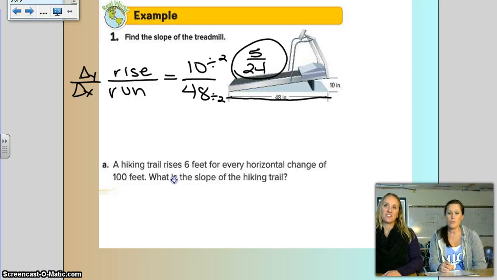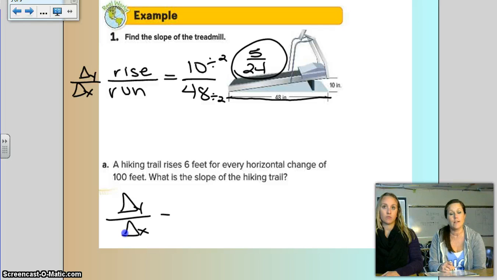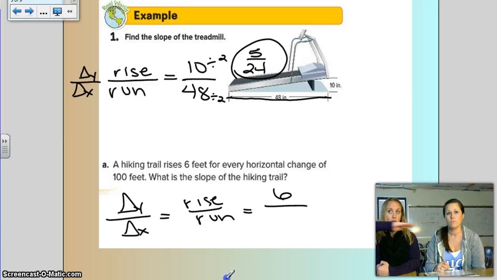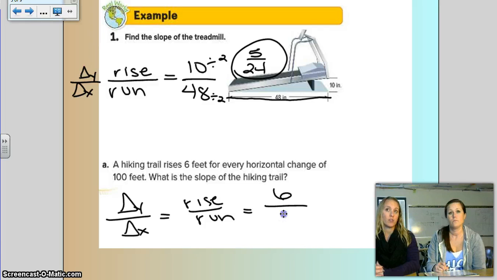Here we don't have a picture, but we're still doing the same thing. Change in y over change in x, and that is rise over run. A hiking trail rises 6 feet. So it just told me it rises 6 feet, so it's a positive 6 for every horizontal change of 100 feet. What is the slope of the hiking trail?